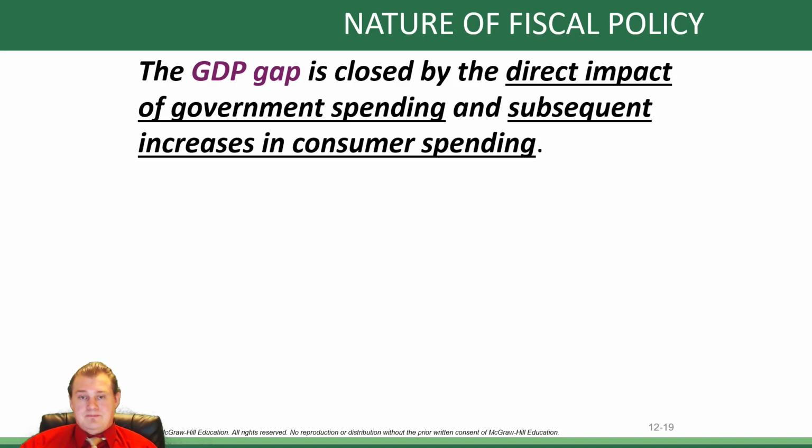Okay, the GDP gap is closed by the direct impact of government spending and subsequent increases in consumer spending. So what happens is, naturally we get to about here, and then we find out, oh, if we go a little bit further, we can reach full employment. We can get to where we want. We're not going to get approaching to where we have super high inflation yet. We can get to a good part of that curve. The government does the final tweaks to get you up there, okay?